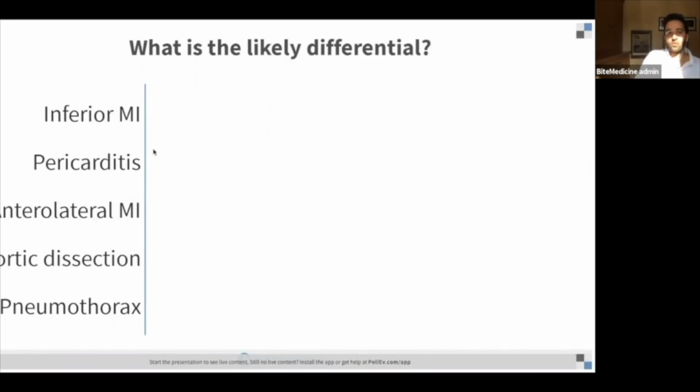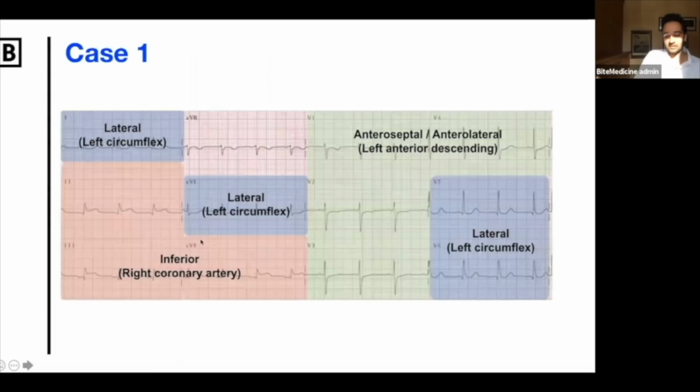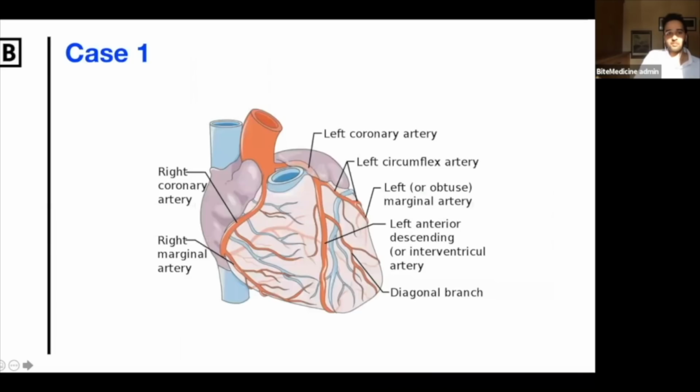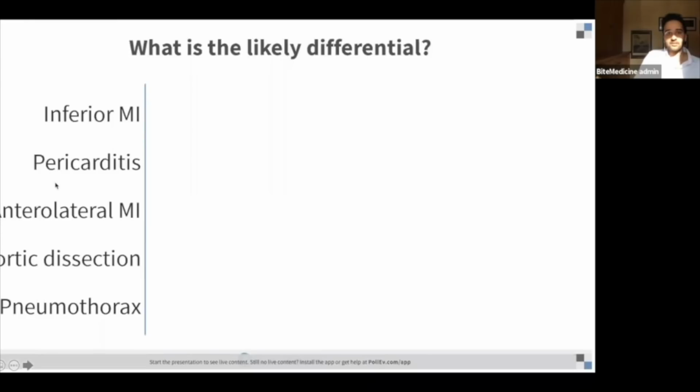So let's have a think. What is our most likely differential here? So we're saying inferior MI, anything else? Good. Oh, brilliant. Okay, so yeah, the vast majority of you are saying inferior MI. So let's have a look back over at the ECG.